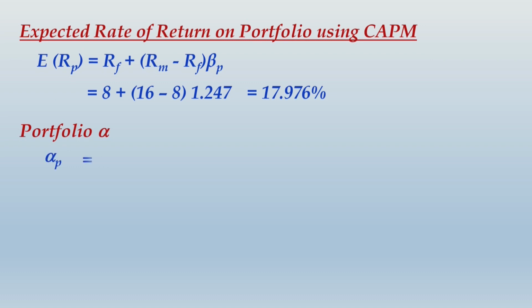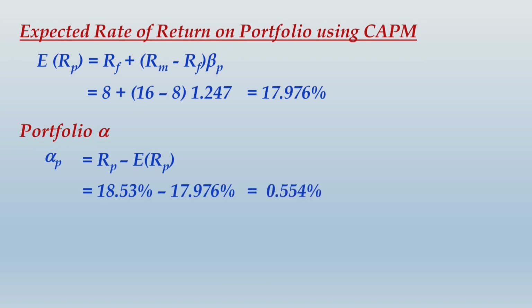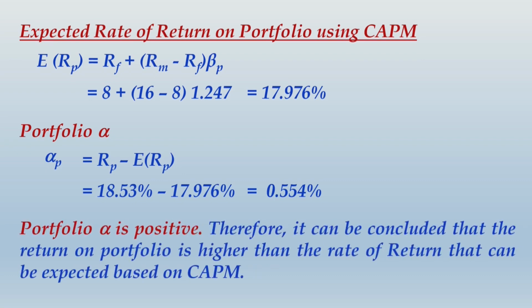So when you compute portfolio alpha, it is RP, that is return on portfolio, minus expected rate of return as per CAPM, and when you find that difference, you definitely get that difference as a positive difference, that is 0.554%. So we will say that portfolio alpha is positive, therefore it can be concluded that the return on portfolio is higher than the rate of return that can be expected on CAPM. So we will conclude definitely that the portfolio is favorable. So please write it up and then I take you ahead.